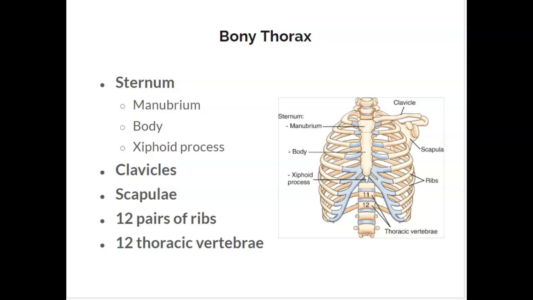Looking and diving a little bit deeper into just that bony thorax area, the bony thorax is going to be divided now into the following. The sternum, which has three divisions. We have the manubrium, the body, and the xiphoid process. 2 clavicles, 1 on each side. 2 scapula, 1 on each side. 12 pairs of ribs, and then 12 thoracic vertebrae. You can see on the right hand side a picture that shows every little piece of the bony thorax.